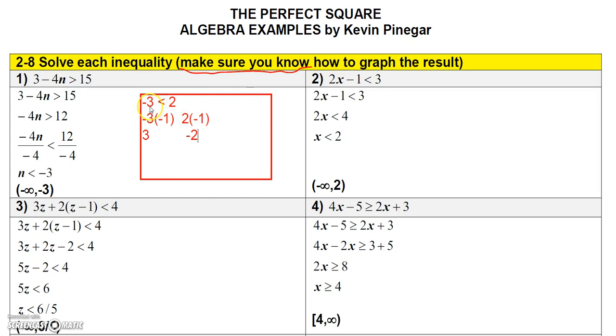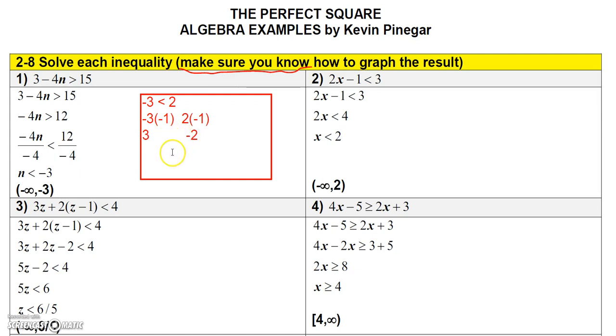And notice that I think it's obvious to us that negative 3 is certainly less than 2. But let's see what happens if I multiply both of these numbers by a negative value. Let's say I multiply both these numbers by negative 1. So let's say I multiply negative 3 by negative 1. And of course you get a positive 3. And then let's say I multiply 2 by negative 1. And that'll give you a negative 2.